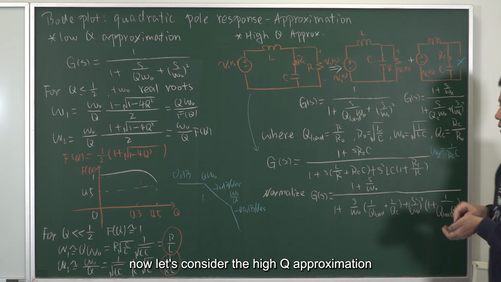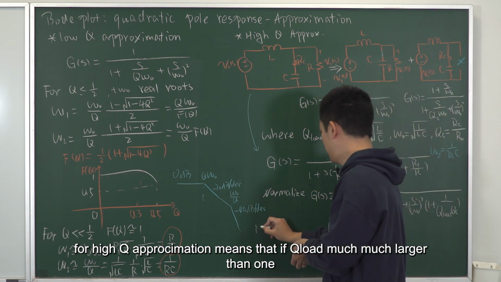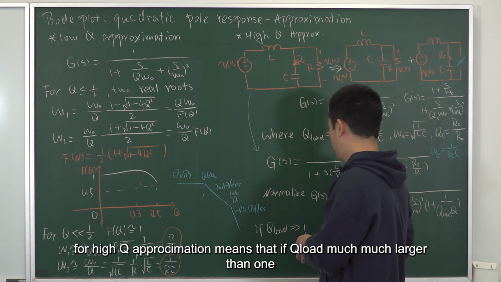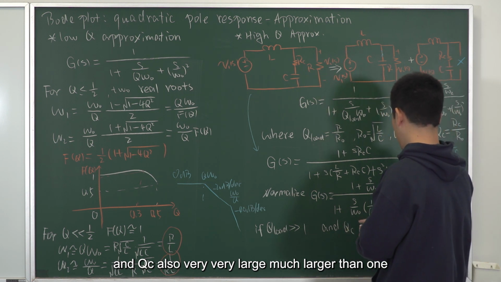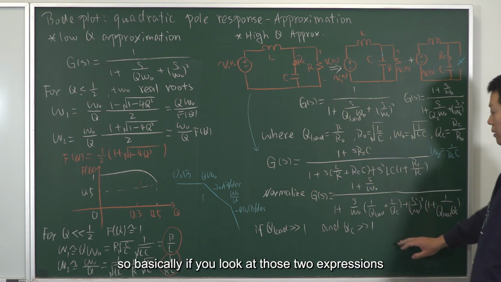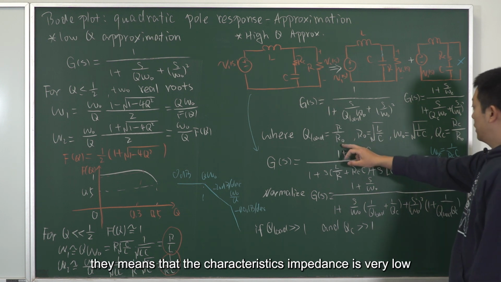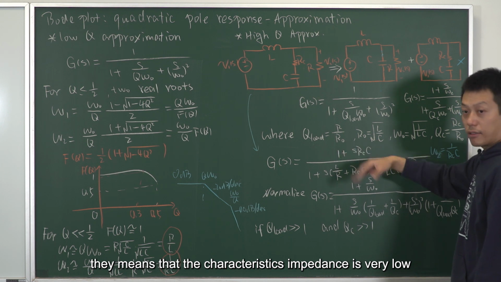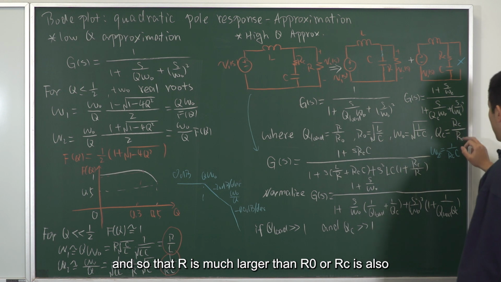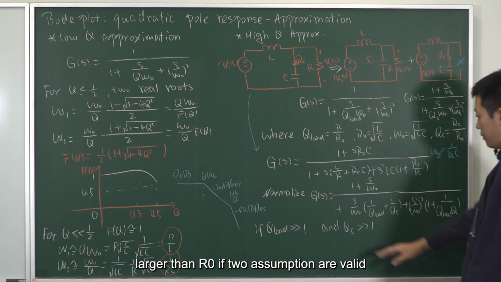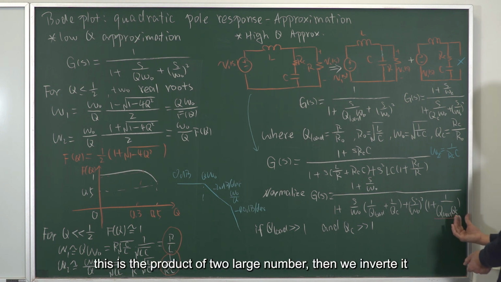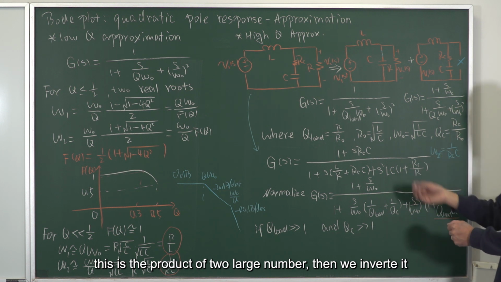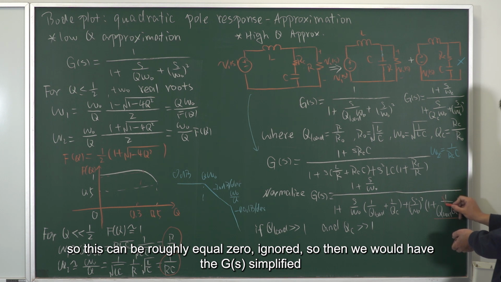Now let's consider the high Q approximation. High Q approximation means that Q load is much larger than 1 and QC is also much larger than 1. If you look at those two expressions, they mean that the characteristic impedance is very low, so R is much larger than R0, and RC is also larger than R0. If the two assumptions are valid, look here. This is the product of two large numbers. Then we invert it, so this is roughly equal to 0 and can be ignored.